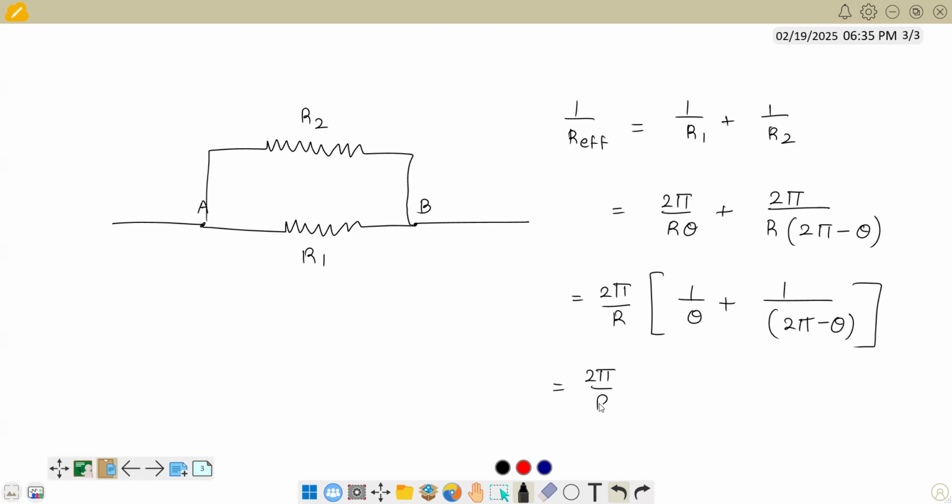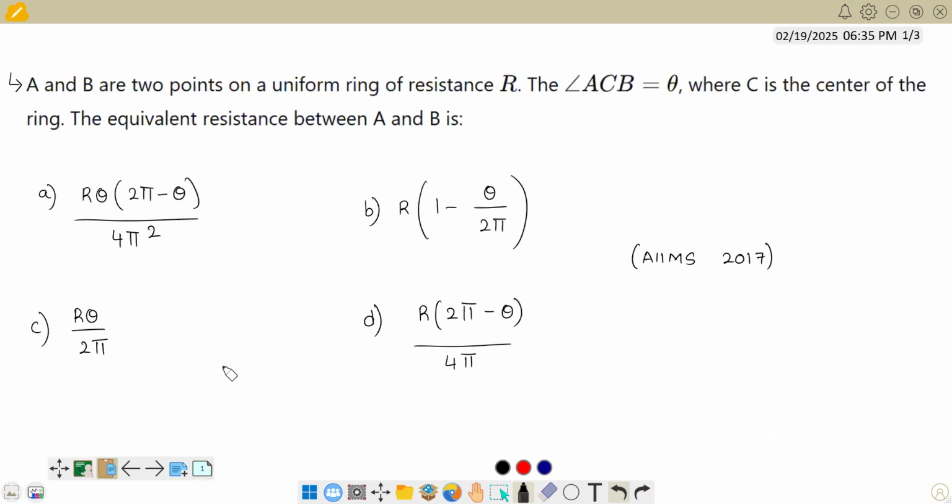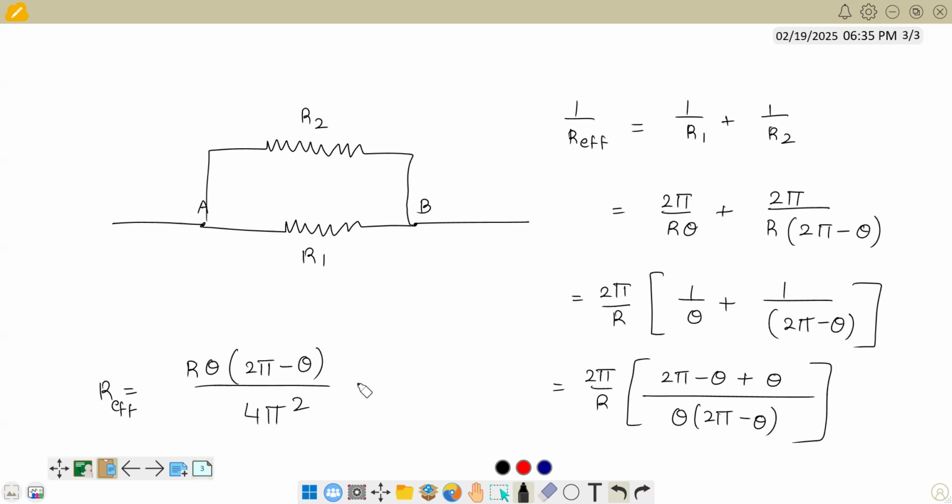2 pi by R times theta into 2 pi minus theta, into 2 pi minus theta plus theta. Plus theta minus theta would cancel each other. So R effective would be R into theta into 2 pi minus theta divided by 4 pi square. So this is the final answer that we got, which is R theta into 2 pi minus theta by 4 pi square, which is my option 1.